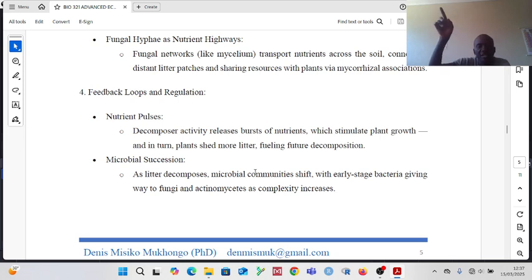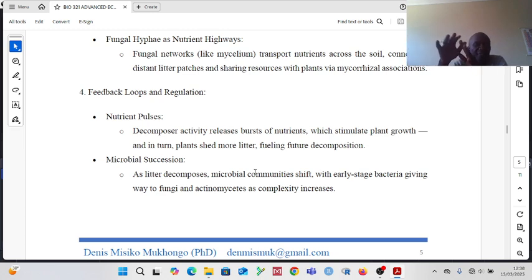So litter is released by plants. This litter is decomposed. Upon decomposition, this litter releases nutrients. The released nutrients stimulate more growth. Okay? So as the litter decomposes, the microbial communities also keep shifting. So you have the early stage bacteria, the ones that will come and begin working on the litter. Then these early stage bacteria will now be replaced by things that come in as the complexity increases. So microbial organisms will also be working in succession.